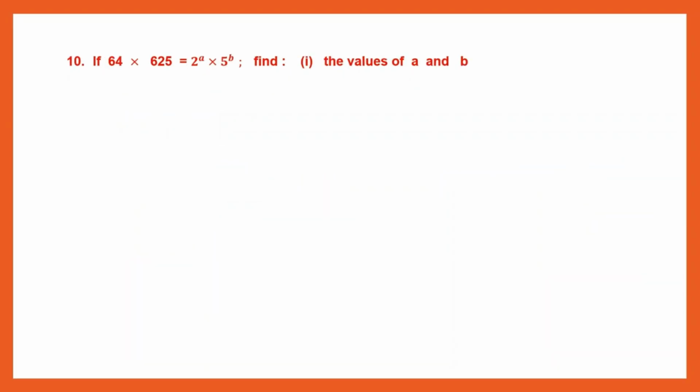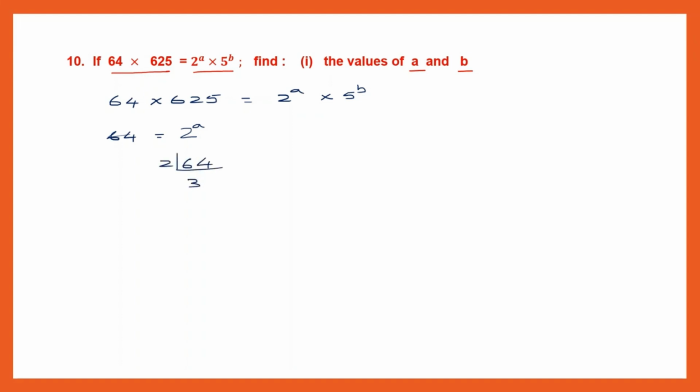Next one, question 10. If 64 into 625 is equal to 2 to the power of a into 5 to the power of b, we have to find the values of a and b. So let's do that. Now 64 into 625 is equal to 2 to the power of a into 5 to the power of b. That means 64 is equal to 2 to the power of a. That means we have to divide 64 by 2. So let's do that.